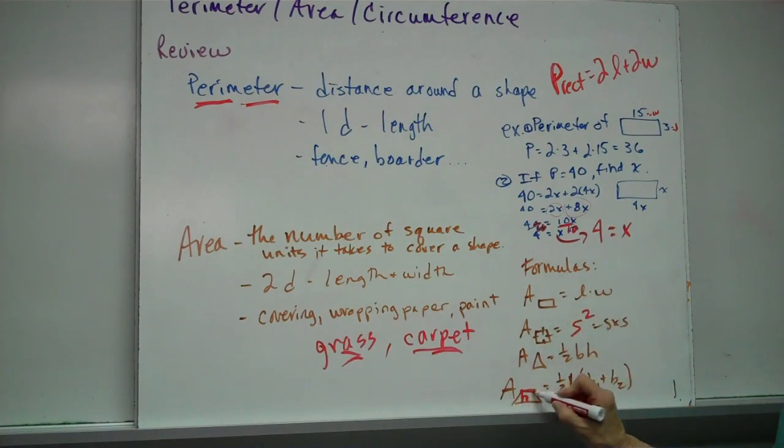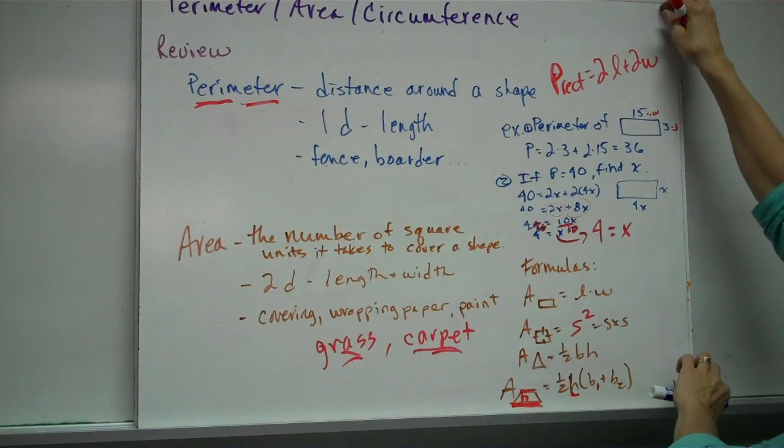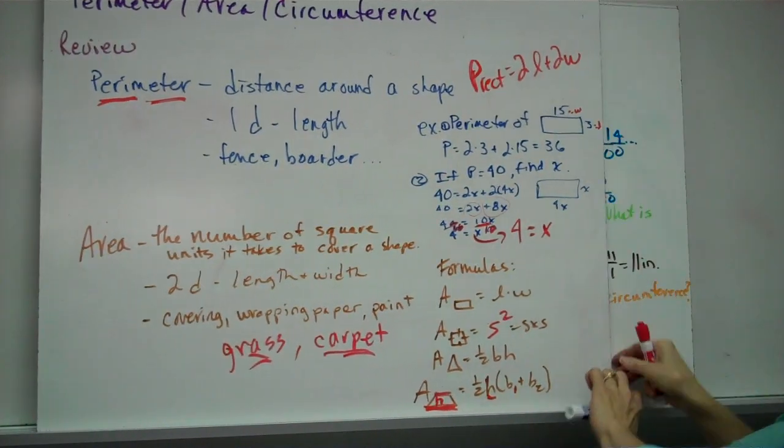And then the bases would be the two sides that are parallel. One of them is base 1, and one of them is base 2, and it doesn't matter which one you have. All right, that's a quick review. Now we're going to talk about the circle.